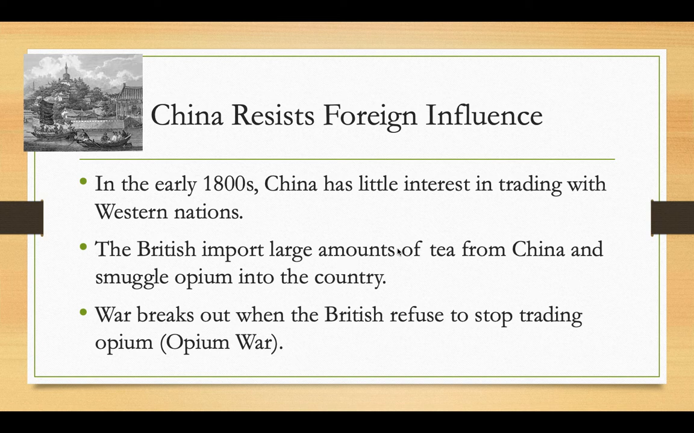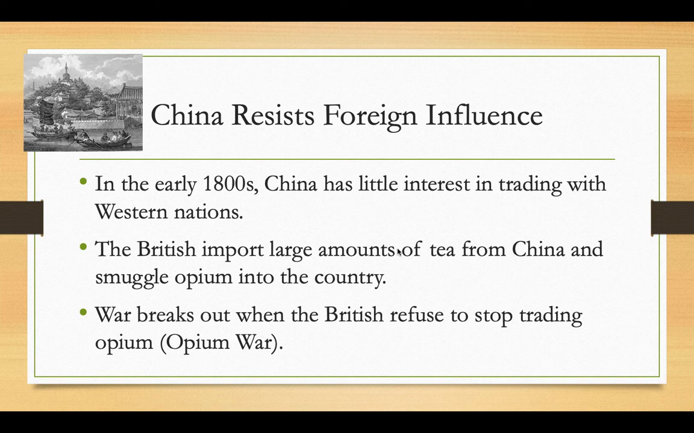So when we look at the resistance that's coming from China in the early 1800s, again, China had very little interest in trading with Western nations. And this has really been the case even back in the 1400s with the old imperialism, or the age of exploration. The British did import large amounts of tea from China, but they did discover a product that people would want if they could get it into the country. And it's not that the British first introduced opium into China. It was a drug that was used for medicinal purposes, so it was very regulated. But now the British are smuggling this drug into the country because it's a very highly addictive narcotic.